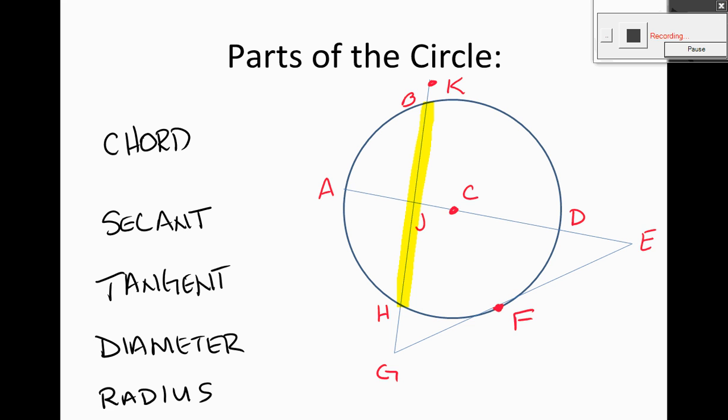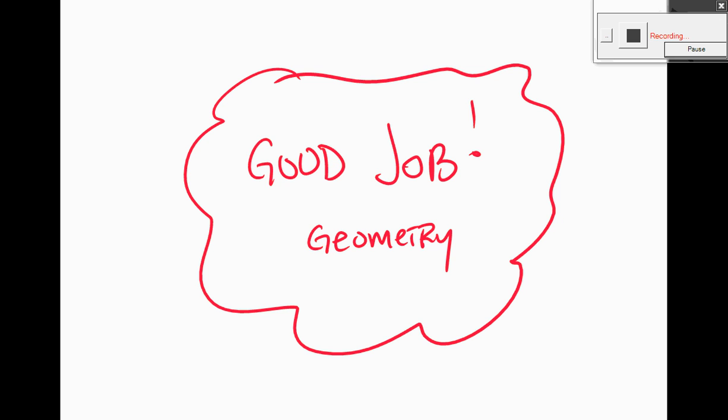It's a chord. Why? Hold on. Why is this a chord? Because it's a line segment. Very good. Okay, what about that one? Ooh. Look at that one. Good. Hey, nice job, you guys.